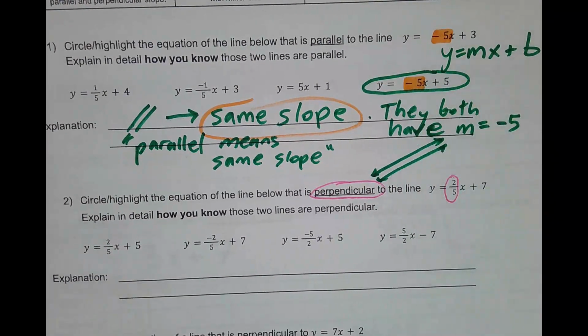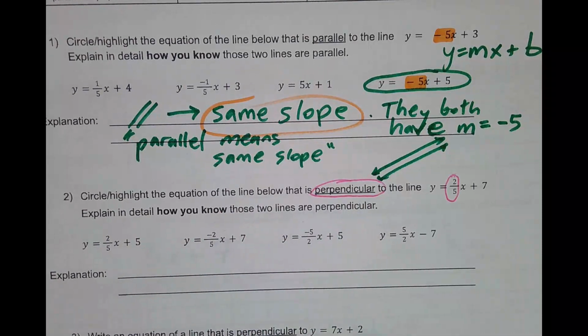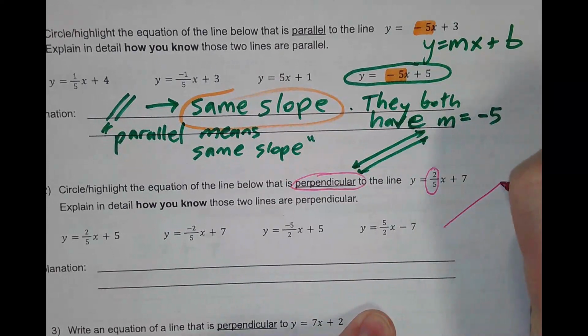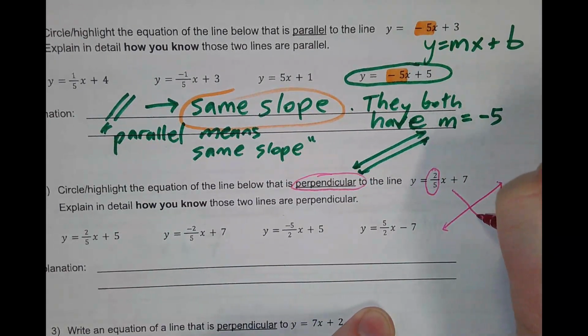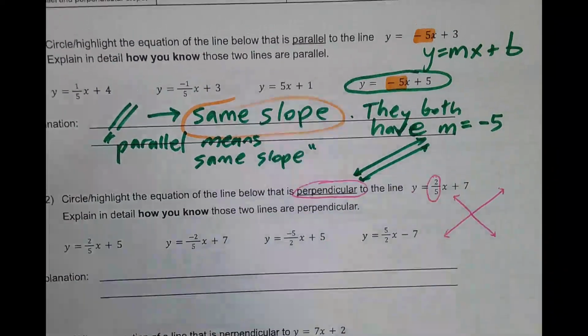The slope here is 2/5. And we need to explain in detail how we know these two lines are perpendicular. So perpendicular means if I have a line that looks like this, the other line actually needs to look like this. Why? What does the word perpendicular mean?